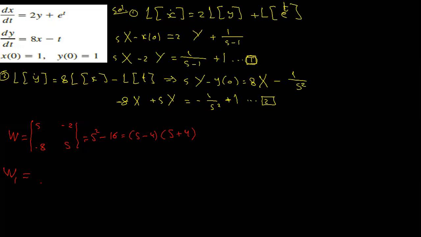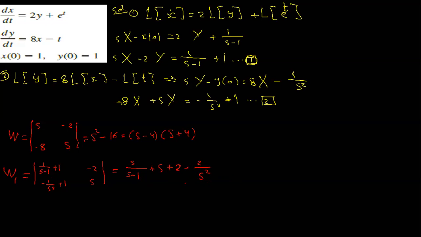W1. I'm going to replace my first column by the right-hand side. So it is 1 over s minus 1 plus 1 and negative 2, and negative 1 over s squared plus 1 and s. Product, please. So it is s over s minus 1 plus s plus 2 plus 2. Am I right? Because minus and minus, 2 over s squared. Am I right here? Yes.